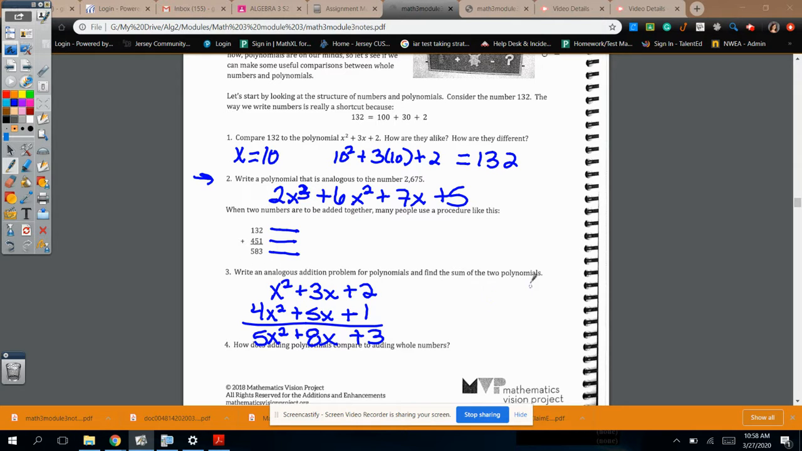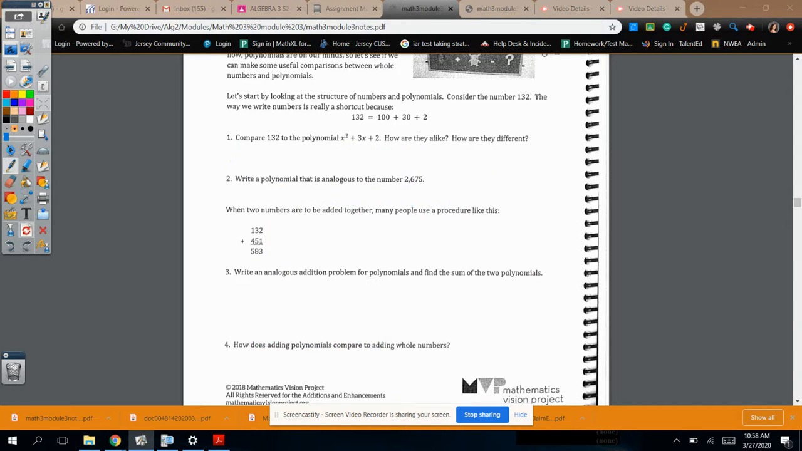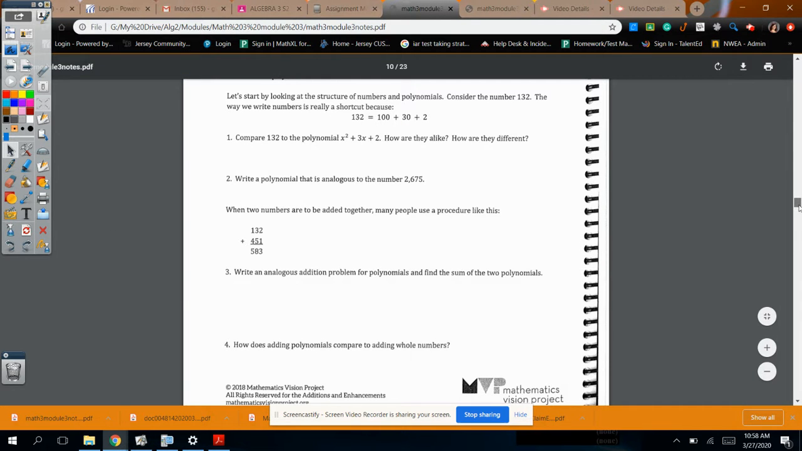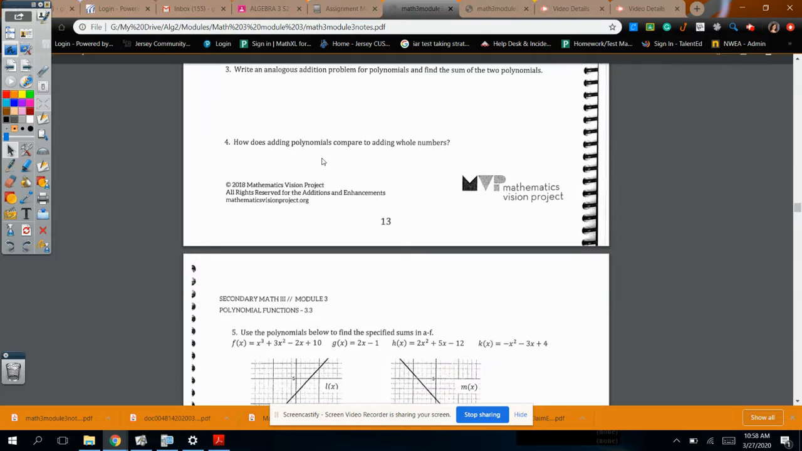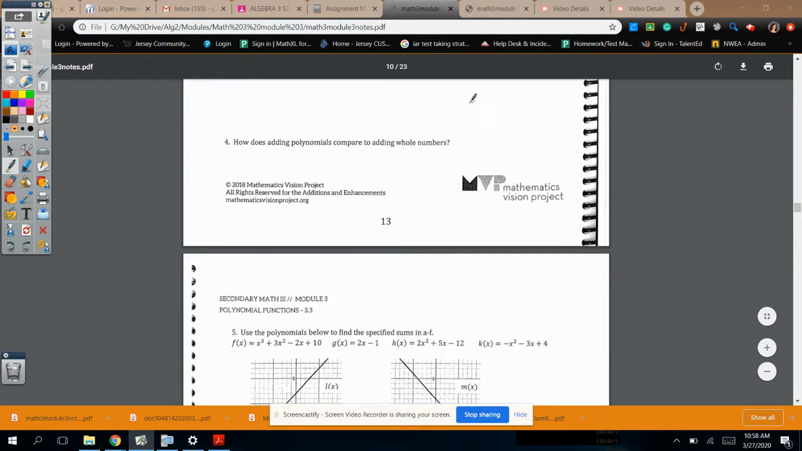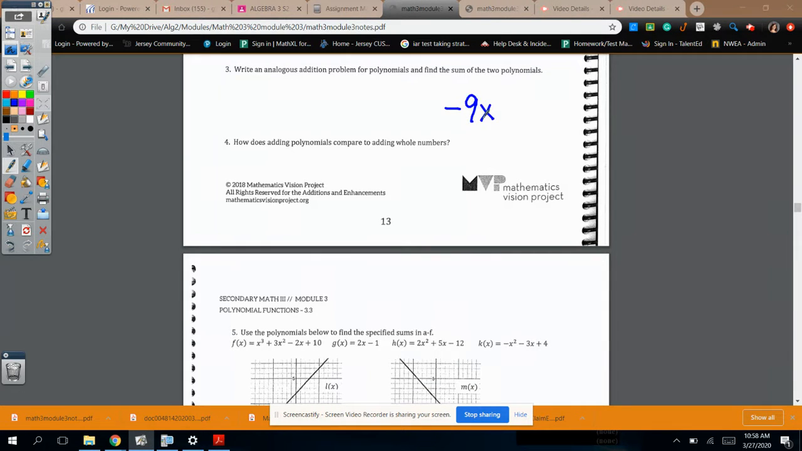So the math makes sense when x equals 10 on these polynomials, and that can help you understand why you just add like terms. So how does adding polynomials compare? Well, if x equals 10, they're very, very similar. As long as the polynomial doesn't have something like negative 9x squared, because leading coefficients can be negative, and that won't be anything like whole numbers.